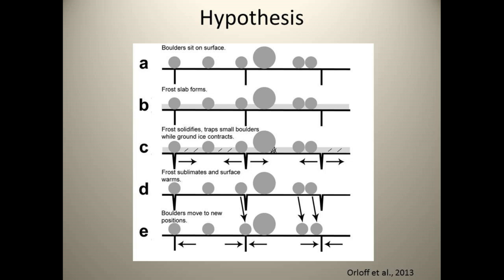I propose a new mechanism, though, that depends on the Mars environment itself. So what I show here is that in this first step, I picture boulders sitting on a polygonal surface represented by these different cracks in the surface, and that the boulders are sitting at different distances away from these cracks. This allows us to outline a number of different features of this idea.